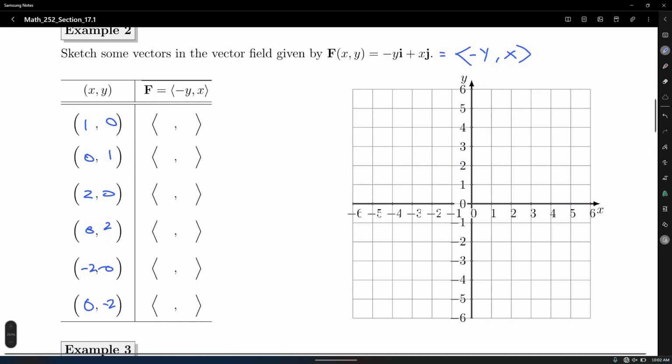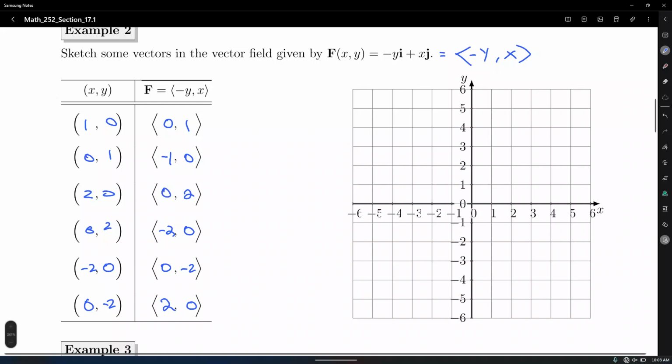So the x coordinates are going to go to the y component. Let's do that: 1, 0, 2, 0, negative 2, and 0. While the x components of the vectors are going to be the opposite in sign of the y coordinates of the points. The opposite of 0 is 0, of course. Then that's negative 1, that's another 0, negative 2, and that's a 0, and that's negative, negative 2, that's positive 2.